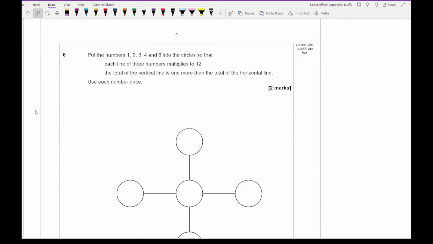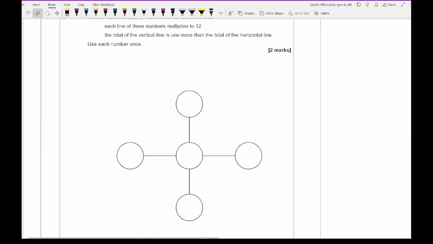Moving on to question 6, it says put the numbers 1, 2, 3, 4 and 6 into the circles so that each line of 3 numbers multiplies to give you 12. The total of the vertical line is more than the total of the horizontal line, and it says use each number once. So for this, all we need to do is to make sure that 1 goes in the middle.